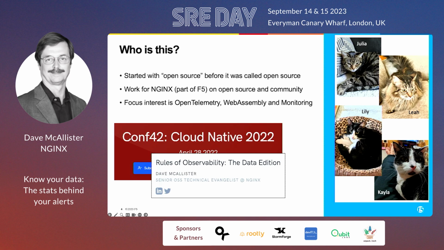I've been open source since before it was called open source. I started with Samba 2.0, Linux 0.93, way back in the dark ages. And since then, I've been really focused on, right now, monitoring, OpenTelemetry, and the thing that if you haven't paid any attention to called WebAssembly, you need to learn about WebAssembly. So that's the shorthand version.